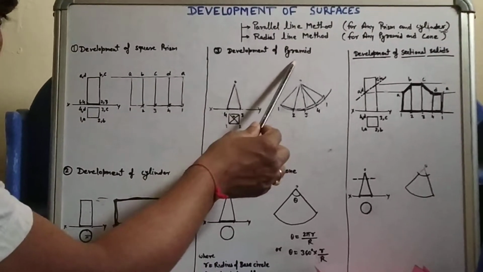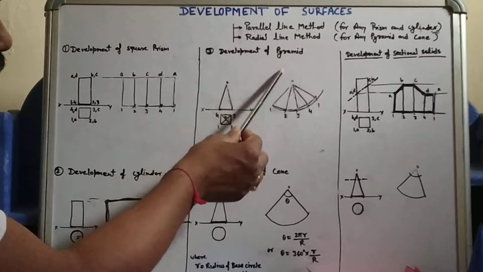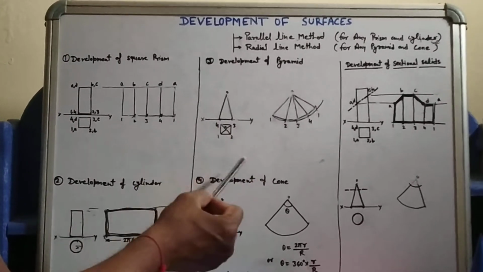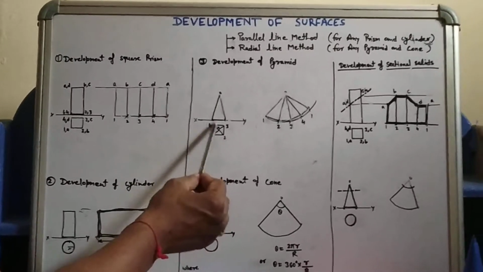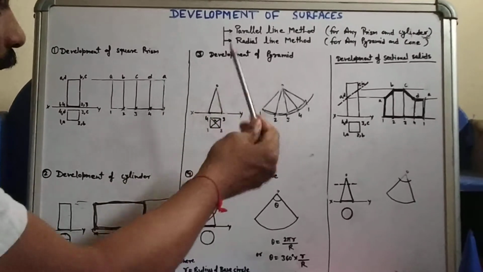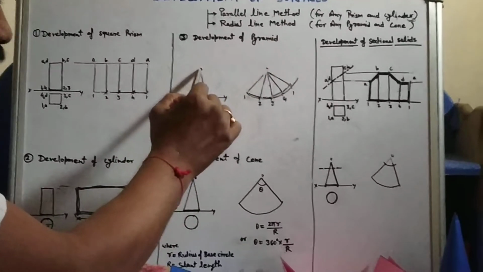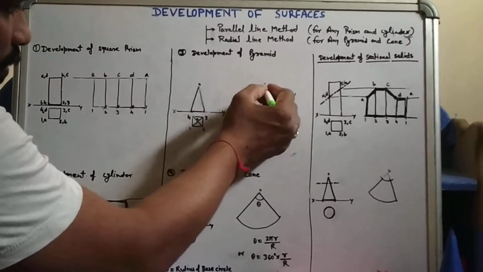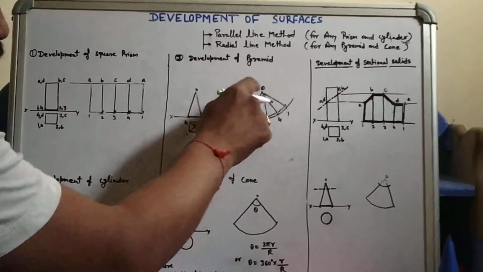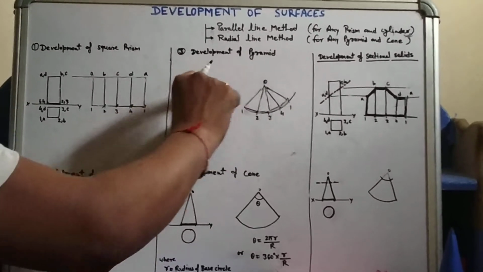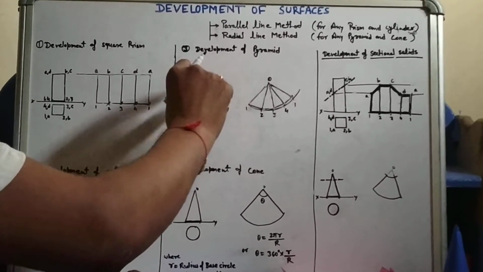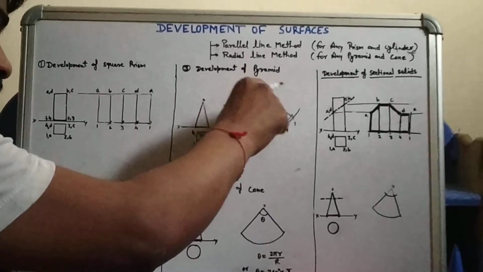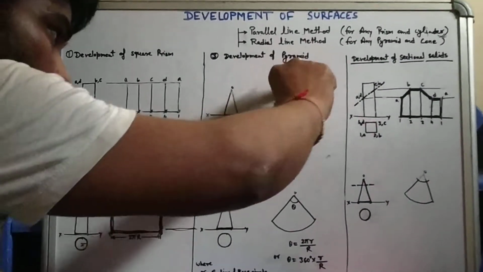In case of development of a pyramid, what we have is a solid, the square pyramid. In case of a square pyramid, first of all draw its top view and its front view. After taking some gap, you can take this point anywhere. Suppose this is our O point, and equal to this slant height, either you can mark this one or this one. This will be equal, and with this length you draw an arc.